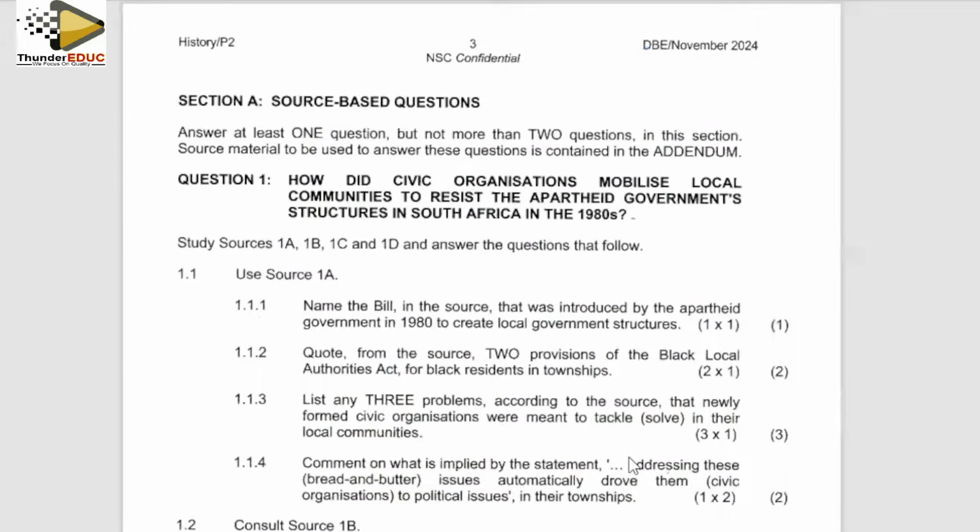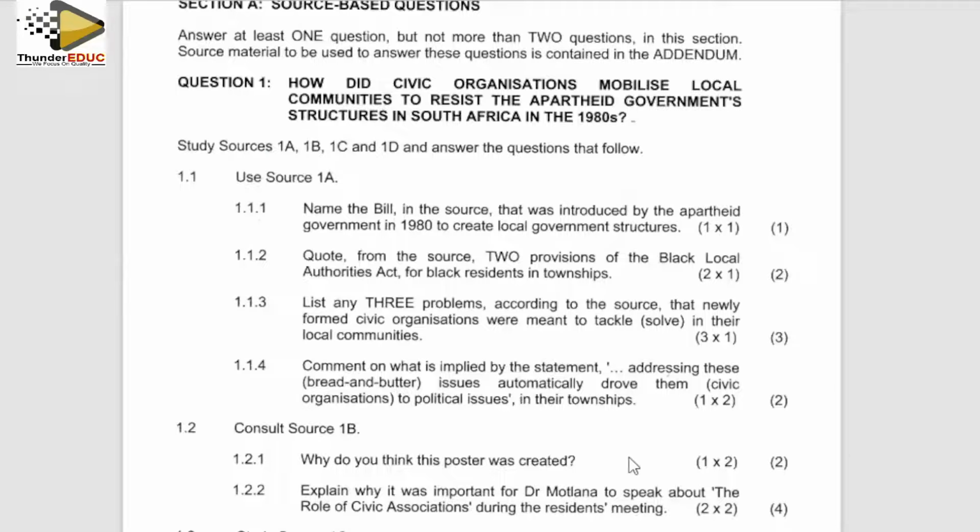So that one was an instruction question. Then if you look at question number 1.14, comment on what is implied by the statement. When a question says comment, it requires you to engage with the source and also engage with your own knowledge. Comment on what is implied by the statement: addressing these bread and butter issues automatically drove them, referring to the civic organizations, to political issues in their townships. So the question is asking, what is the meaning of that statement? Or what's the implication of that statement on the situation which was there in the townships?